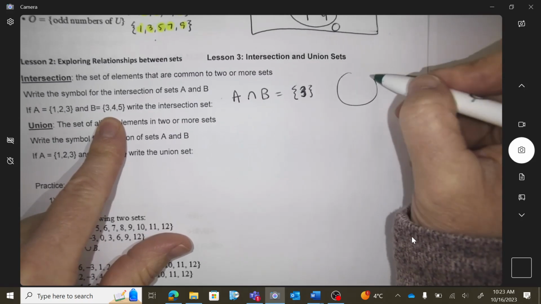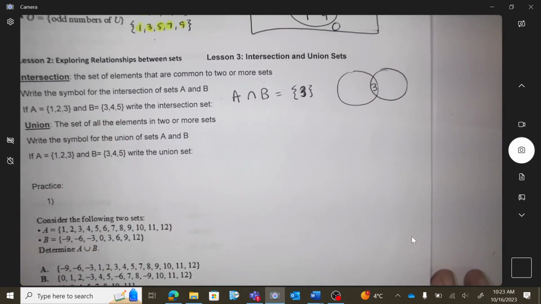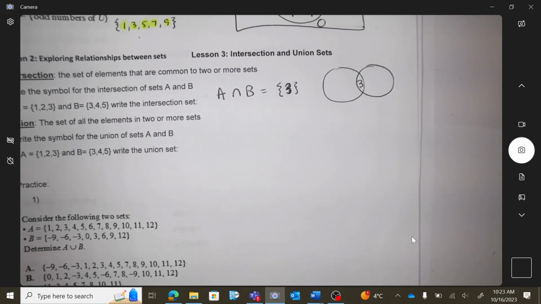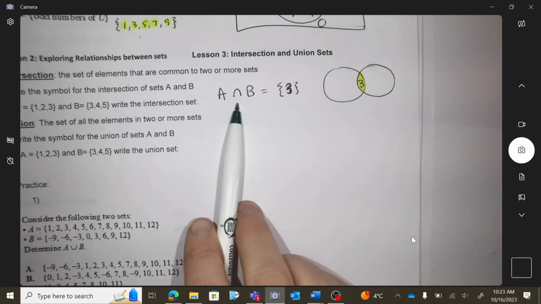And then if you visualize that, this is what it would look like as a Venn diagram situation. It's what's in the overlap. Okay, that's what an intersection is. Intersection, Venn diagram, intersection symbol.